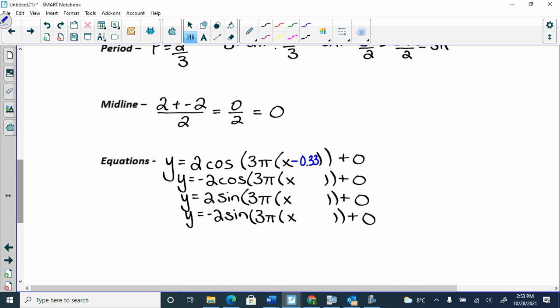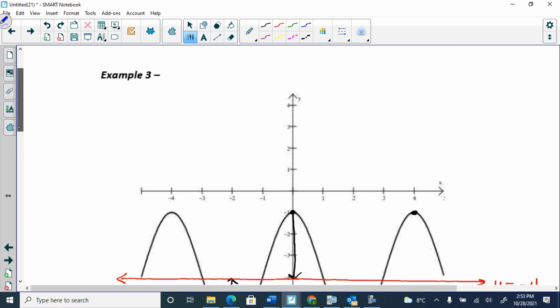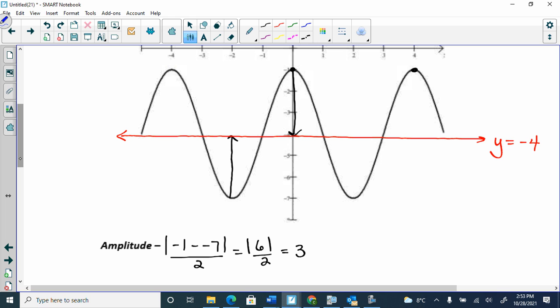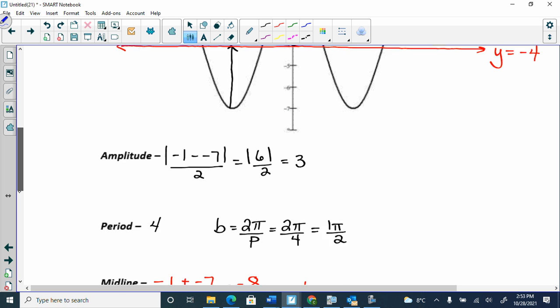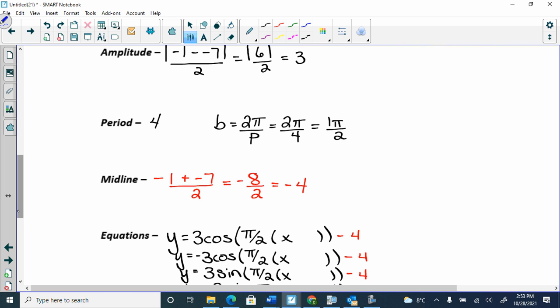Okay. This one. Oh! I like this one. Why do I like this one? The max is on the y-axis. It's still 0. Look at this. I can just go, done. I don't have to add anything. Do I have to add a 0?